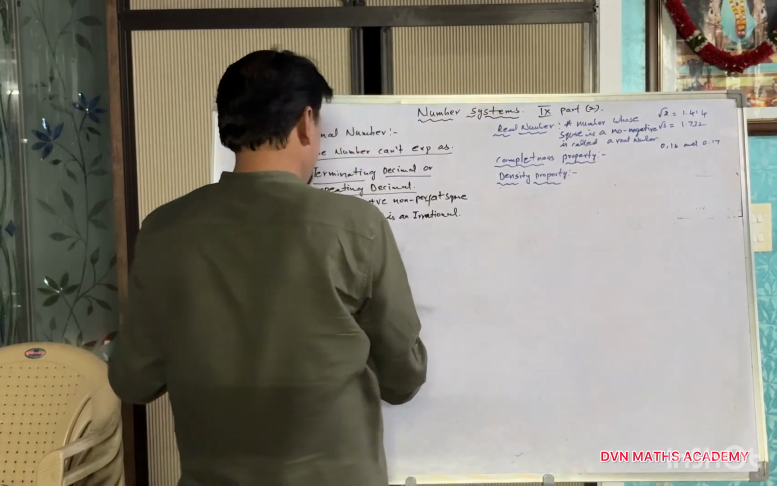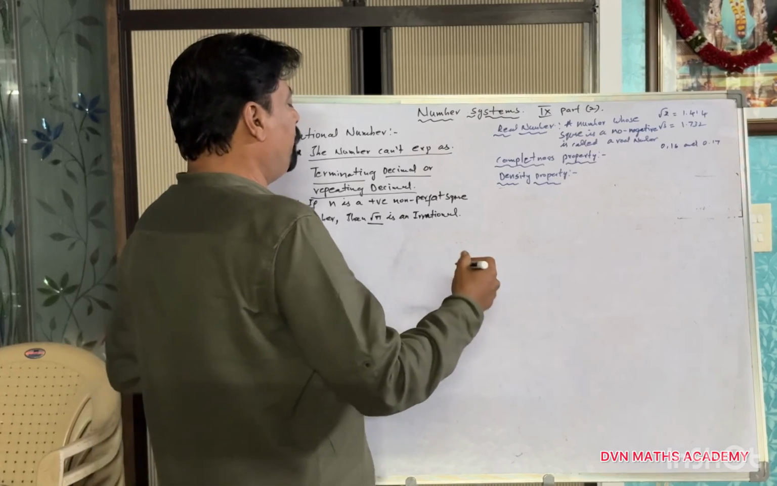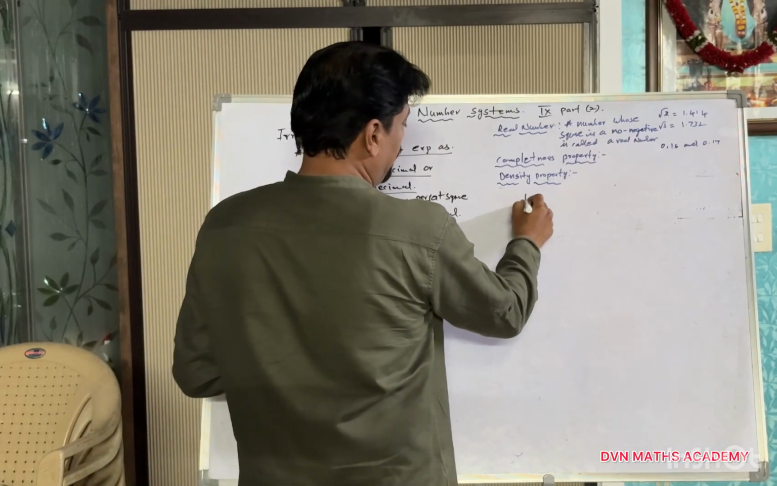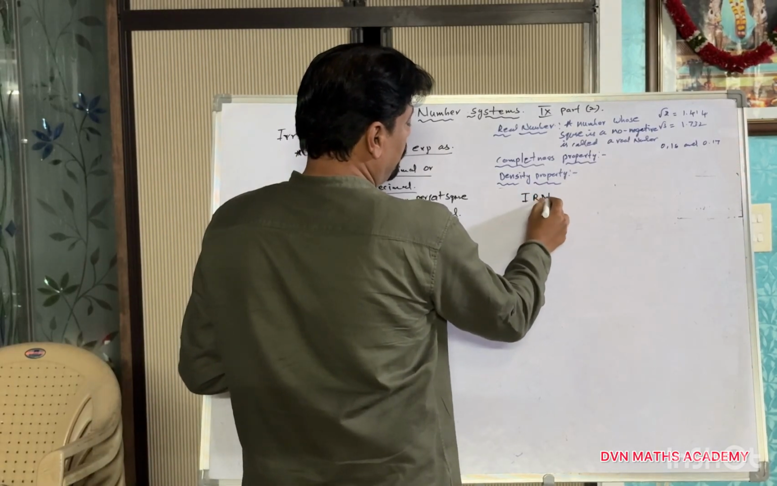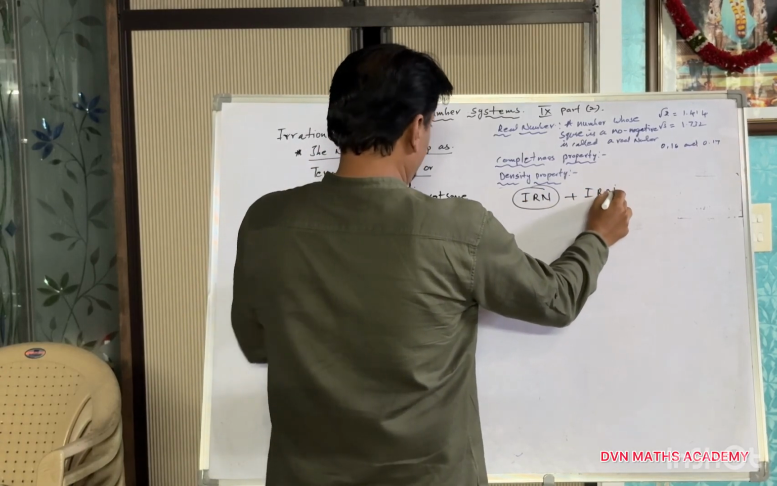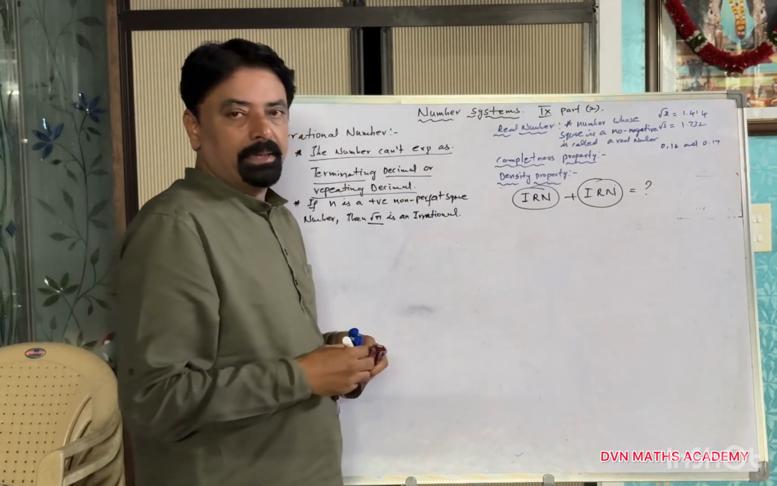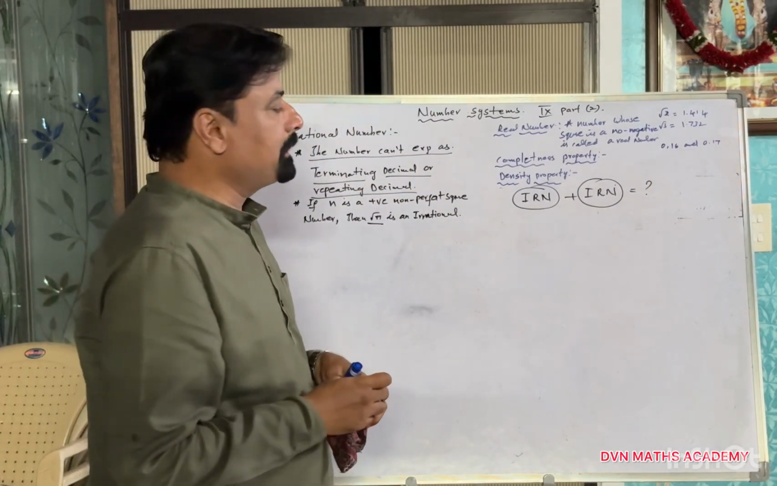So what do those concepts mean? Here my statement is the sum of two irrationals. I mean one irrational number plus one irrational number is what? This is the first concept. The sum of two irrational numbers is always irrational.